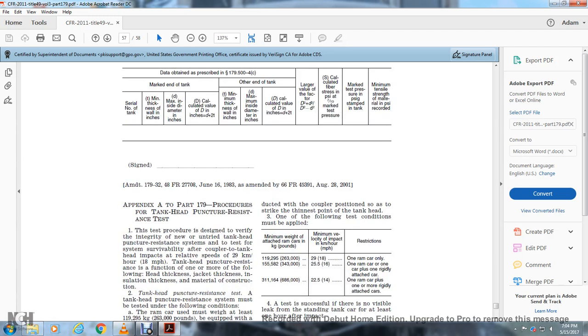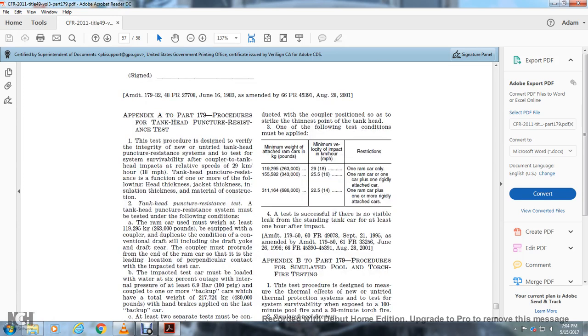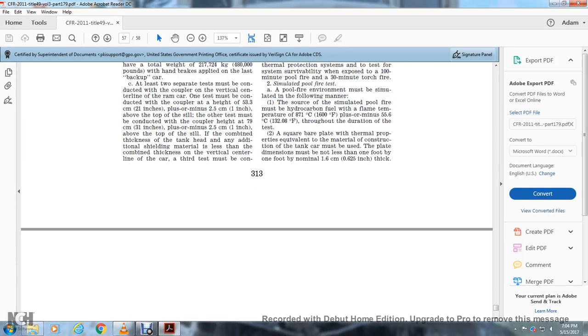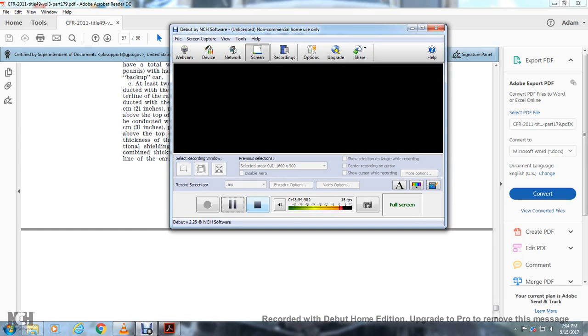Alright, Appendix A. Appendix A is Part 179, procedure for the tank head puncture resistance test. Close that up, and we'll do Appendix A.